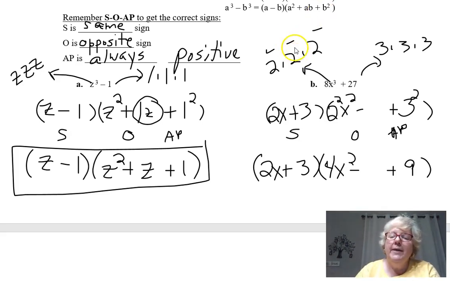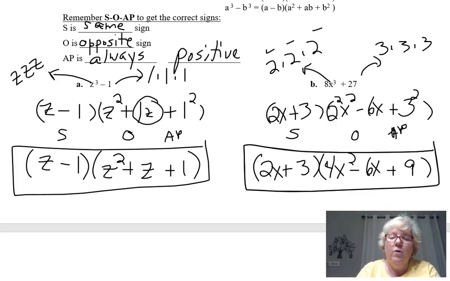Now, take your basic numbers, the 2 and the 3, multiply those together with that x. So 2 times 3 is 6 with that x. That's what you use to fill in the middle. You will also see that if you look in the front parentheses, 2x times 3 gives you that middle term 6x. And that would be the factored form of the cube.